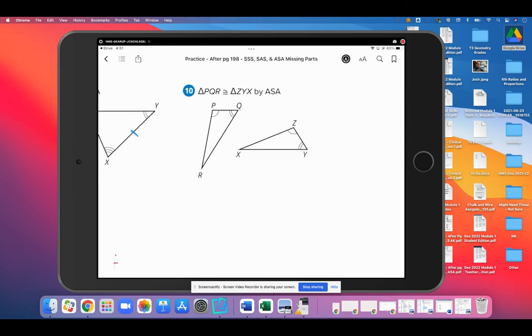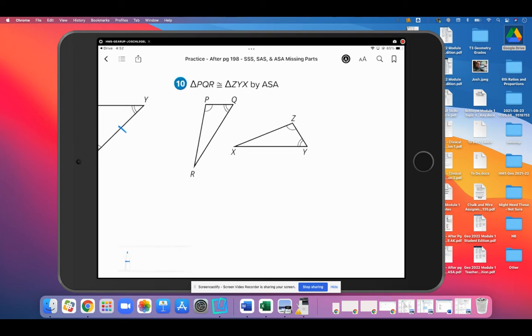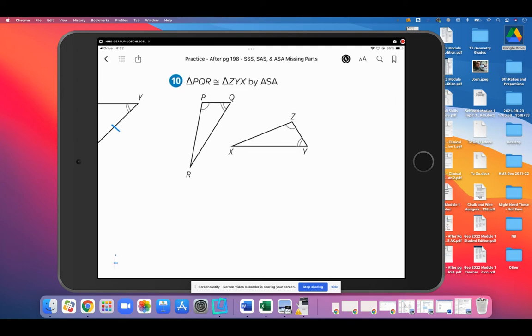Next, angle, side, angle again, and with this we do need a side trapped between two angles, so I can't use that side and I can't use that side because that side is not trapped between the two angles. This side is trapped between the two angles, and so is this side. So I would need to know that PQ is congruent to ZY.